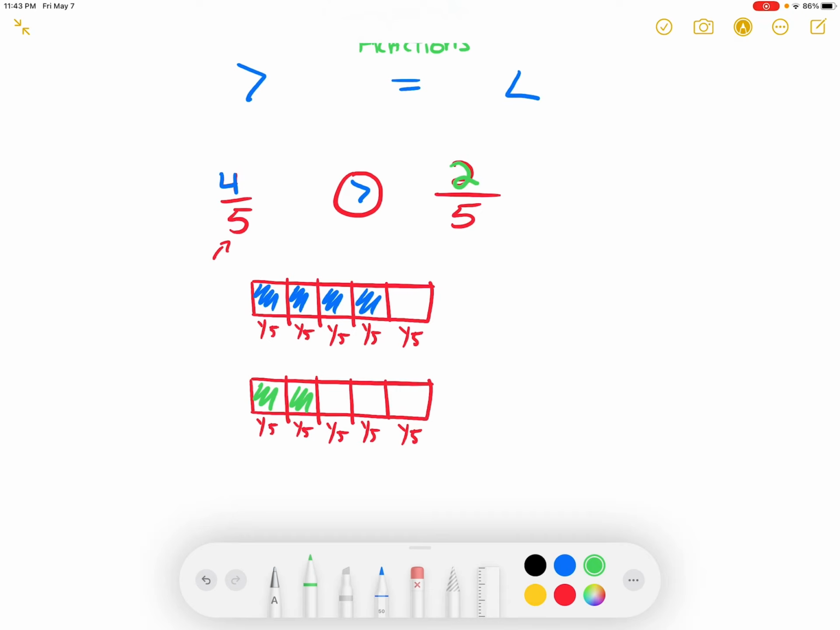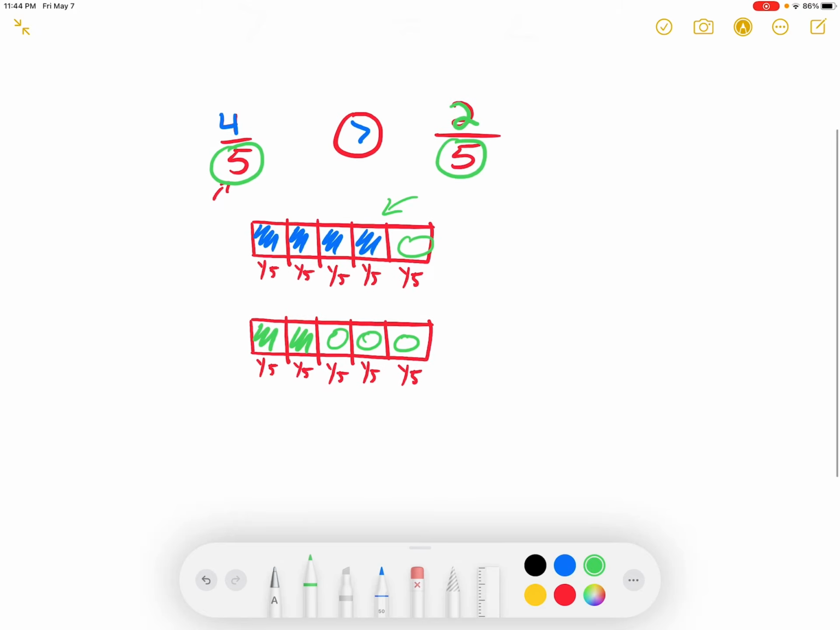1, 2. So which one has more? Well, it's clear that this one is more cake, or has more eaten, right? So it's very clear that 4 out of 5 is greater than 2 out of 5. Pretty simple, right? This one has 1 empty space. This one has 3 empty spaces. Pretty simple. But what if they are different in the denominator?